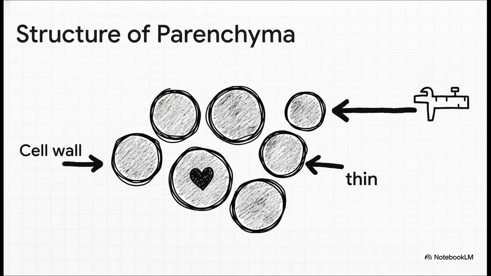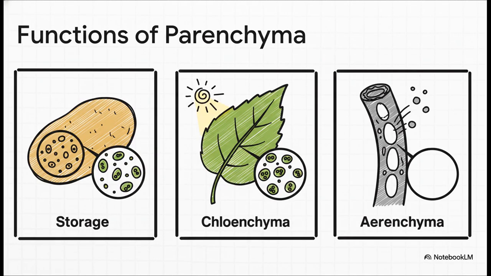So, here are the key features of parenchyma that you must remember. First, and this is very important, the cells are living. Second, their cell walls are very thin, and as we just saw in the diagram, they are usually loosely arranged, which creates large spaces between them. These spaces are known as intercellular spaces. Now, this structure makes parenchyma perfect for its functions. Its main job is to store food. A very good example of this is the starch stored in a potato.